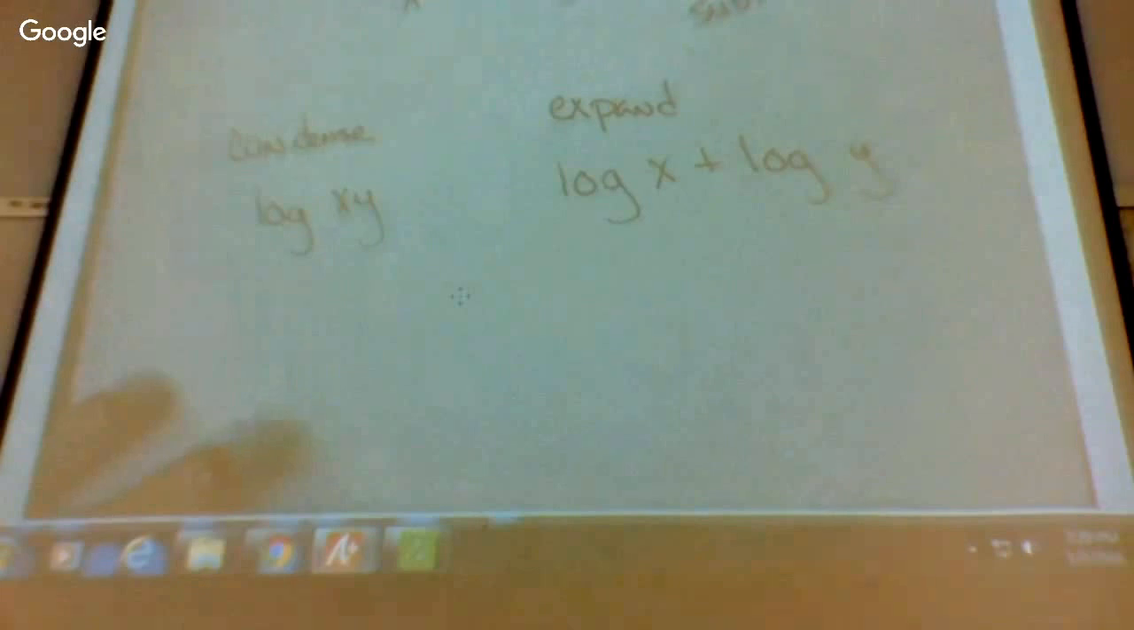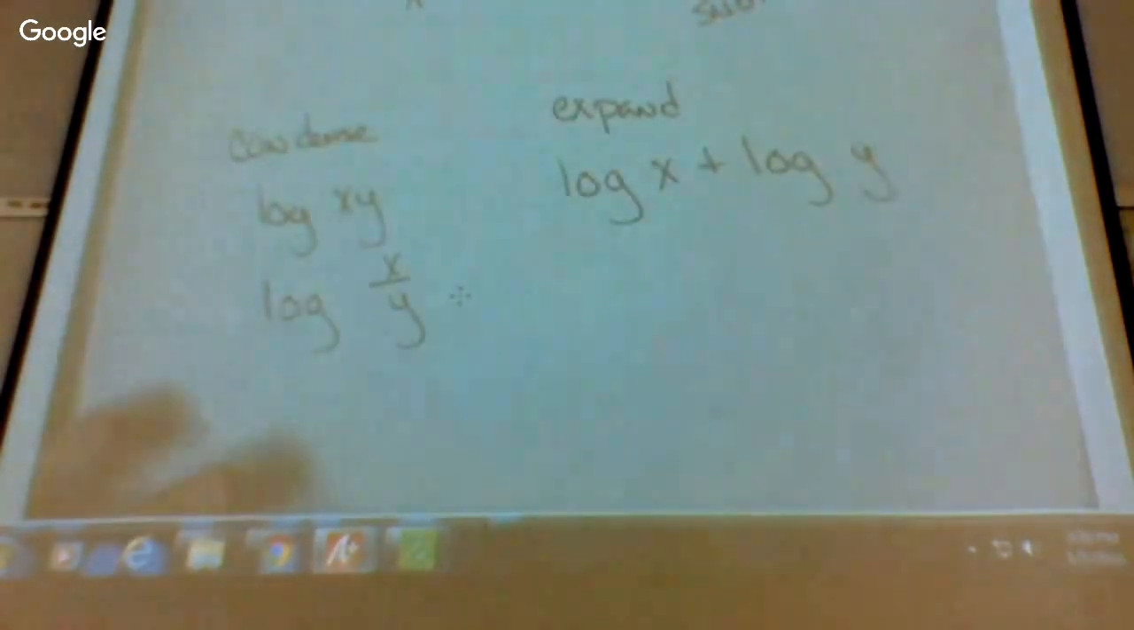Okay. Make sure if you're expanding it, I need to see multiple logs written down. I shouldn't just see one log at the end. I should see log of x plus log of y. Do not put log of x plus y without that second log. That's the biggest mistake I see. I would not be shocked if they tried something like that to confuse you.